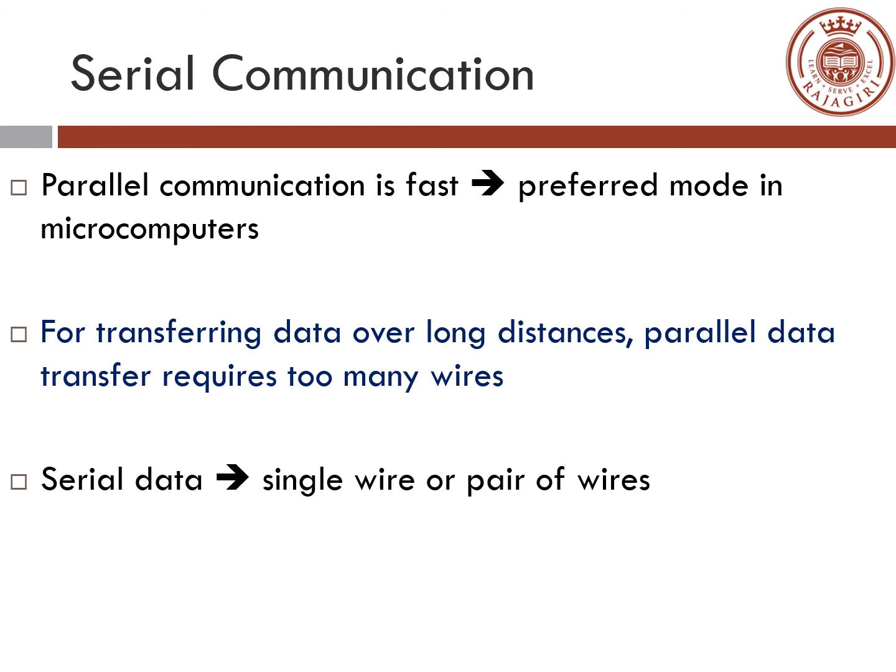But if we want to transmit data over long distances, parallel data transfer would require too many wires. So usually we end up with a single wire or a pair of wires for sending data to much longer distances, like a telephone wire. So that's why we use serial data transfer.